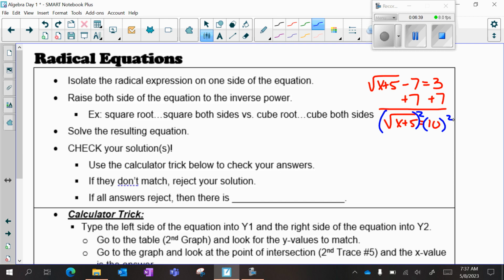Then you're going to solve that equation that's left, and you are always going to check your solutions with the same calculator trick that we just reviewed for rational equations. We love this topic because it comes up a lot on multiple choice, Y1, Y2, find the match. Once again, if it's a free response and all of your answers reject, there's going to be no solution, just like in the rationals with the empty brackets.